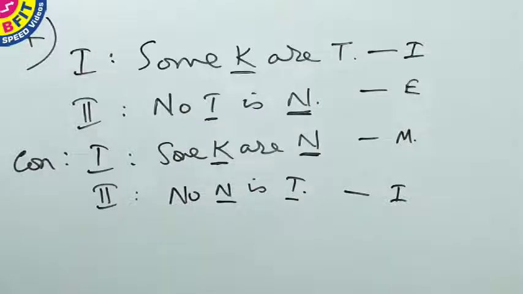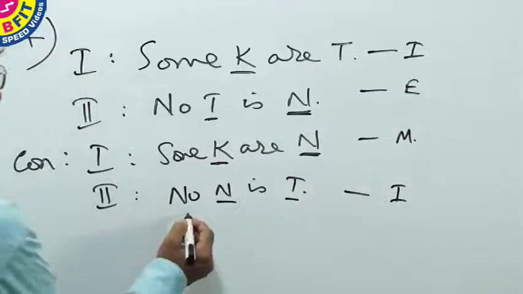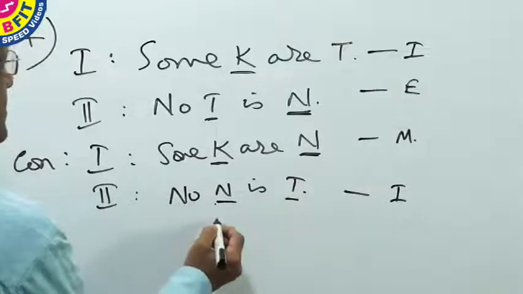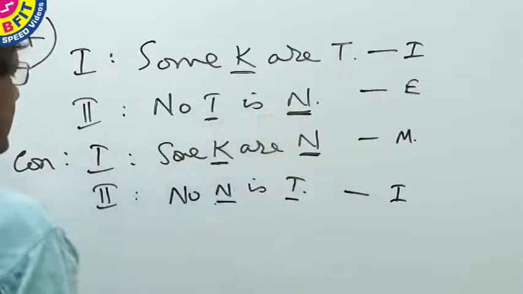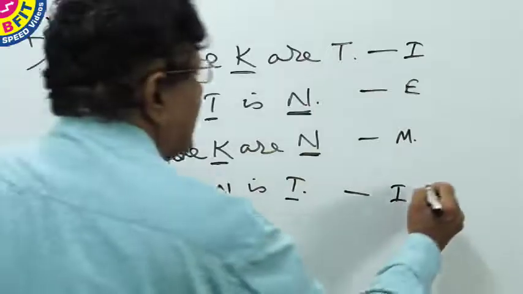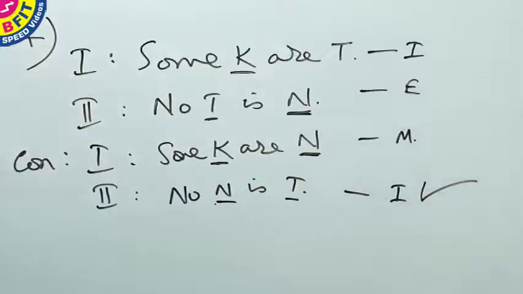So what is the next step? Fourth step, we have to validate the immediate inference. What is the immediate inference here? No N is T, and this is the converse of no T is N, therefore it is a valid conclusion.